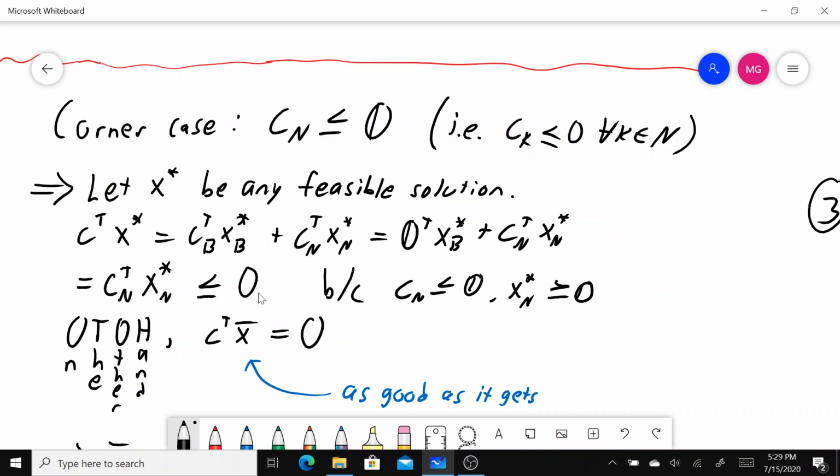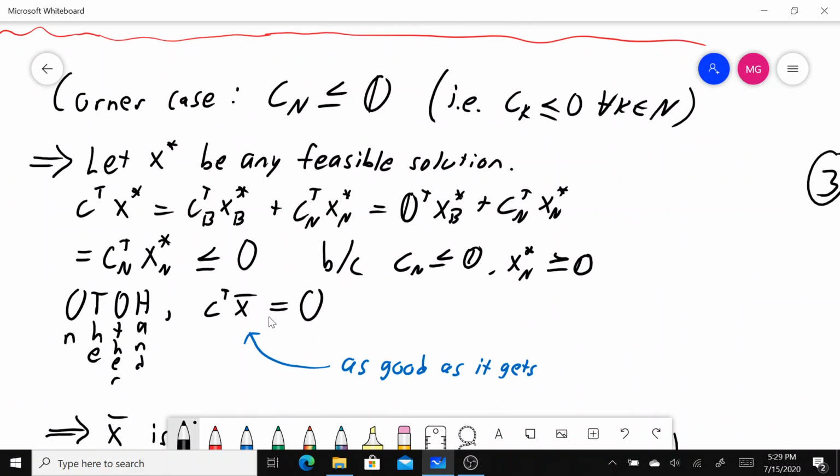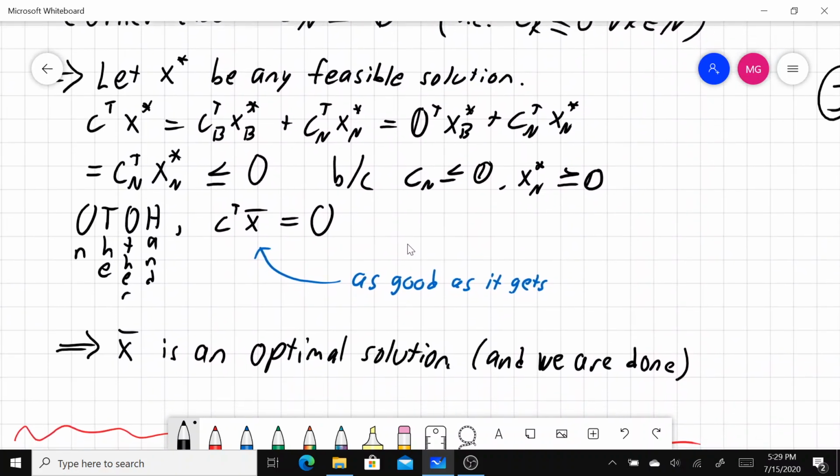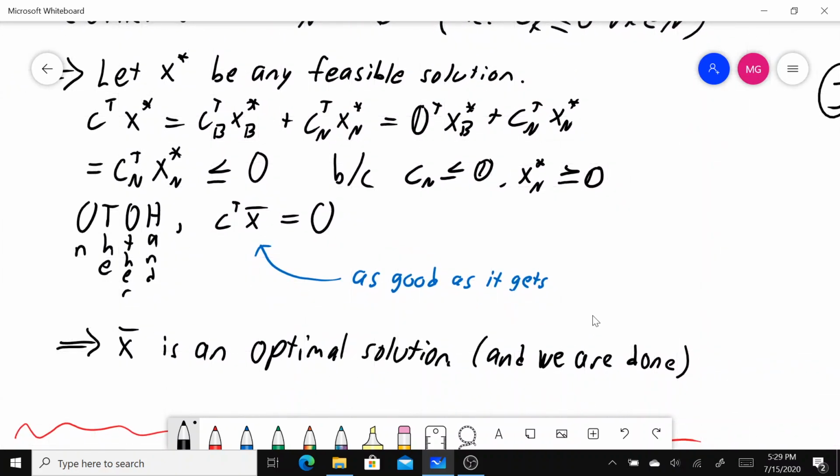But on the other hand, so that's what OTOH is, on the other hand. C transpose X bar, we already showed was exactly 0. So we've just shown that for any feasible solution, 0 is an upper bound. You're never going to do better than 0. But on the other hand, X bar attains that upper bound of 0. And so that means that X bar is as good as it gets. So in other words, X bar is an optimal solution.